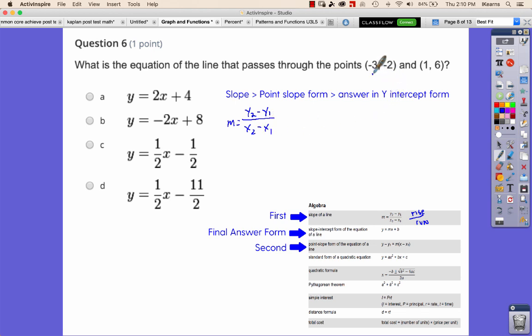So here's one of the most important steps, labeling these. If you have to write these down, please do so. So this will be x1 and this will be y1. This will be x2 and this will be y2. All right, so starting at the top, y2 comes first. So this is going to be 6 minus y1, which is a negative 2, divided by x2, which is 1, minus x1, which is negative 3.